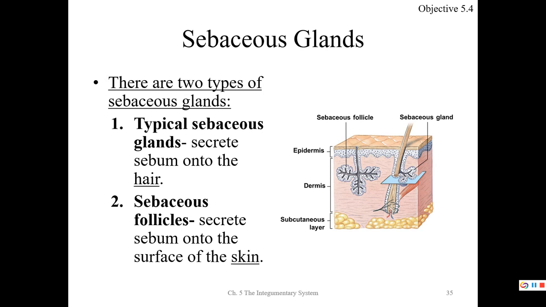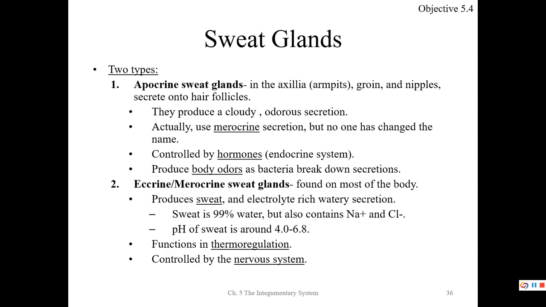Now, there are types of sebaceous glands. There are typical sebaceous glands. They secrete sebum onto the hair, and there are sebaceous follicles. They secrete sebum onto the surface of the skin. So there's a difference between a typical sebaceous gland, which secretes onto the hair follicle and the hair, and the sebaceous follicles, which secrete onto the skin. Okay, that's what makes oily skin.